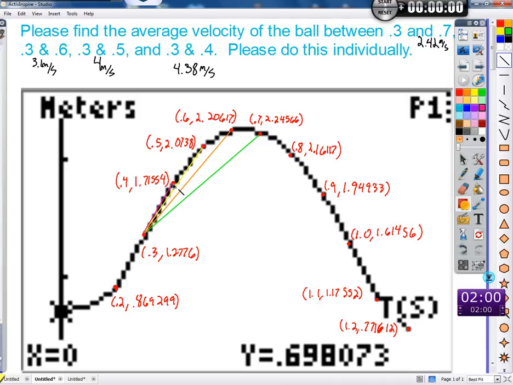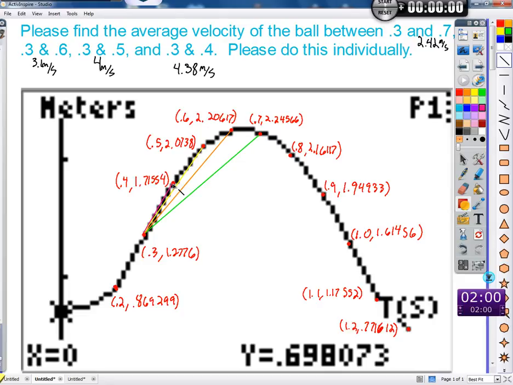So does it seem like those values are approaching something? Not what is it, but does it seem like they are approaching something? Yes. Some number out there. It's getting closer and closer to that.